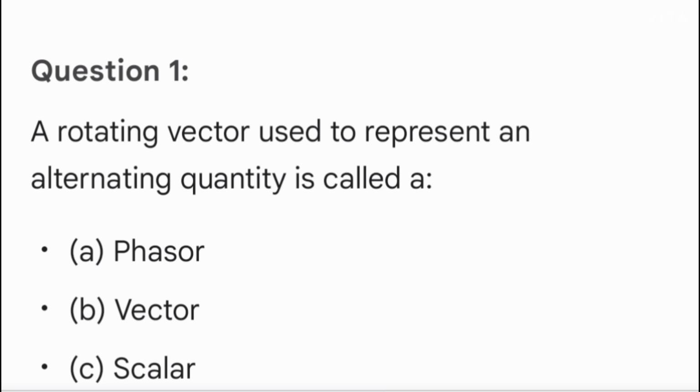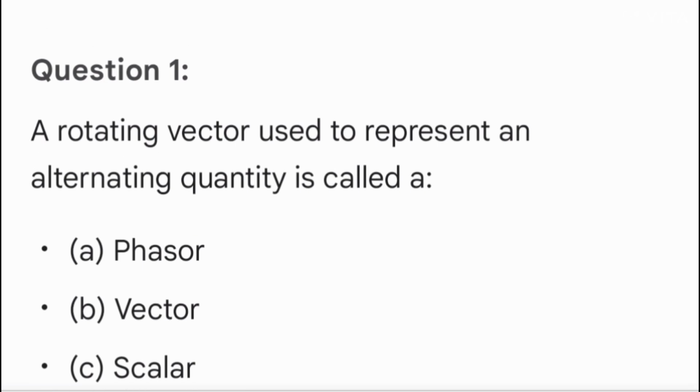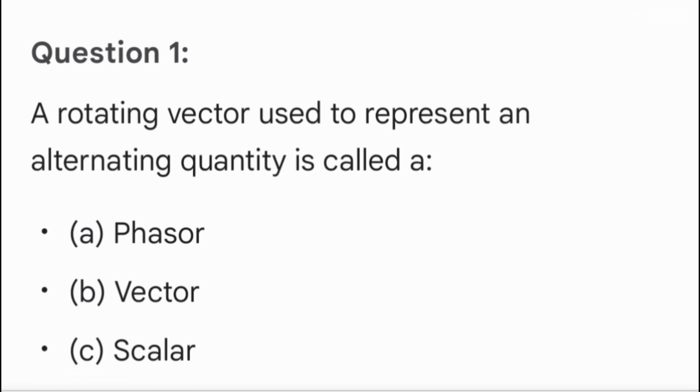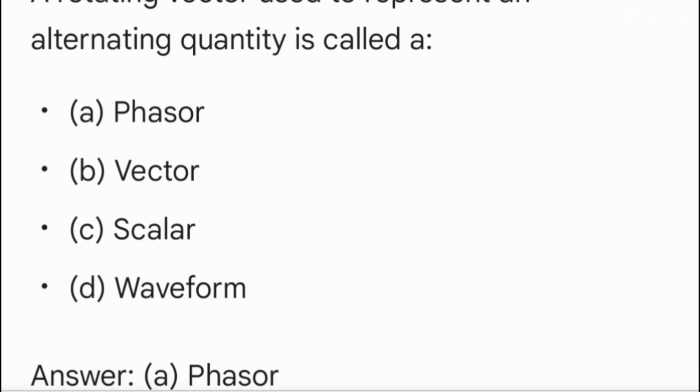Representation of AC current and voltage by rotating vectors. Objective questions. Question 1. A rotating vector used to represent an alternating quantity is called A. Phasor. B. Vector. C. Scalar. D. Waveform. Answer. A. Phasor.